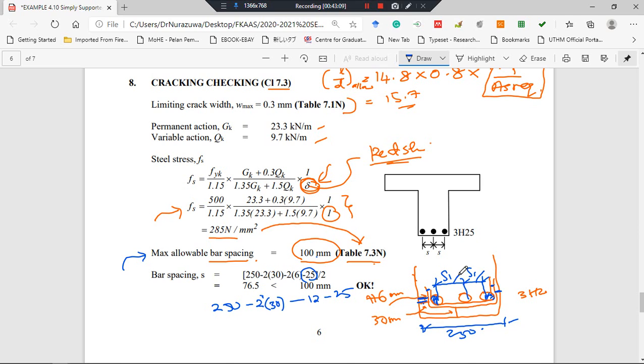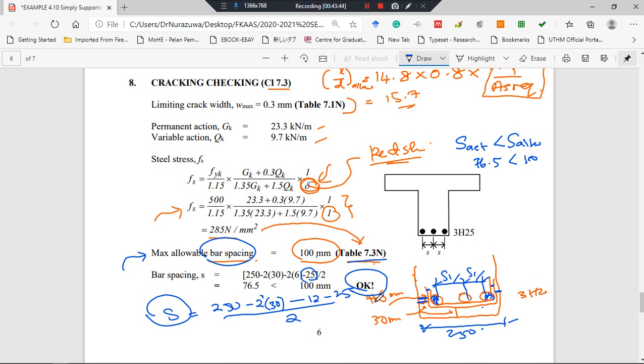Okay, this spacing and this spacing, so divided by 2, and this is the actual spacing based on the steel arrangement. And this optimum spacing is based on table 7.3N. So we check the actual spacing must be less than the allowable spacing. So in this case, here is 76.5, less than 100. Thus it is okay, adequate, safe. Anything that can show the conclusion of this checking.